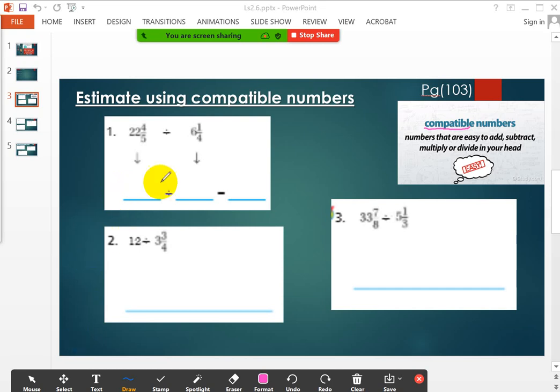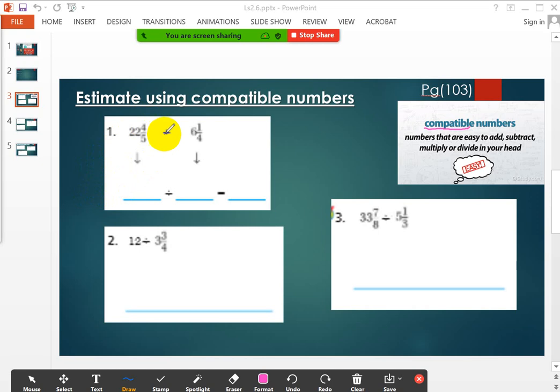Okay, let's start. What is the closest answer to 22 and 4 over 5? The closest whole, Manal said 23. Farah said 25. Okay, but I want a number I can divide by 6. So it's not 23, and it's not 25 either. It will be, thank you Farah, that's right, it will be 24.